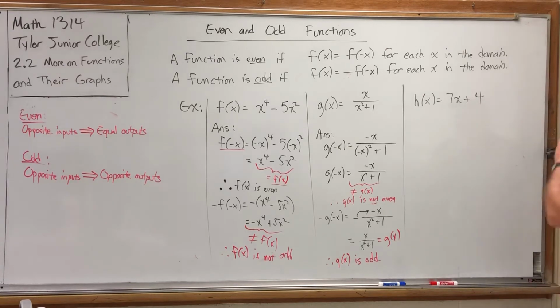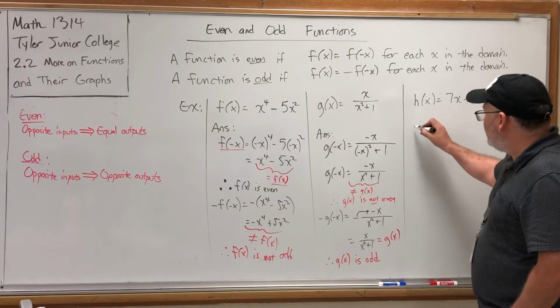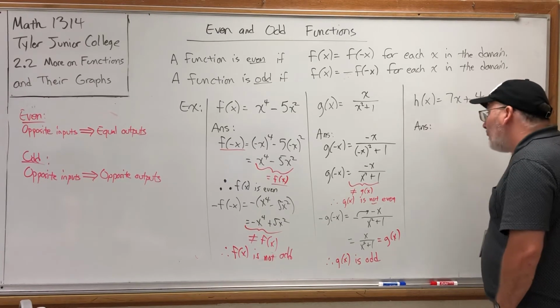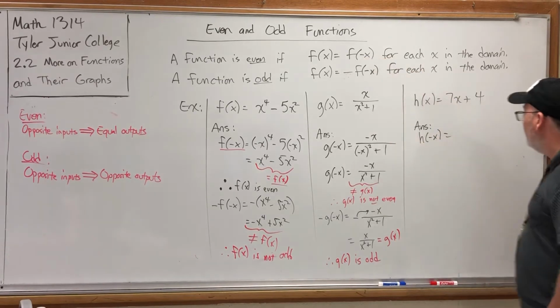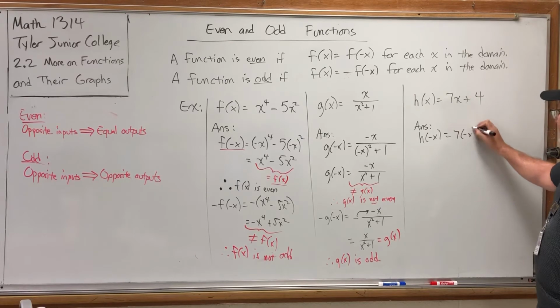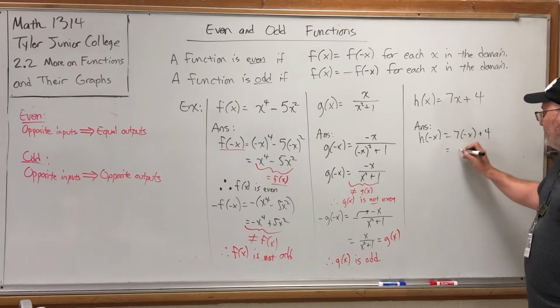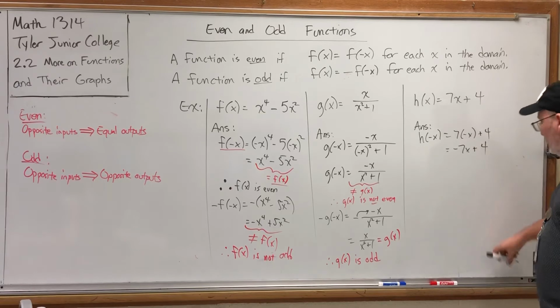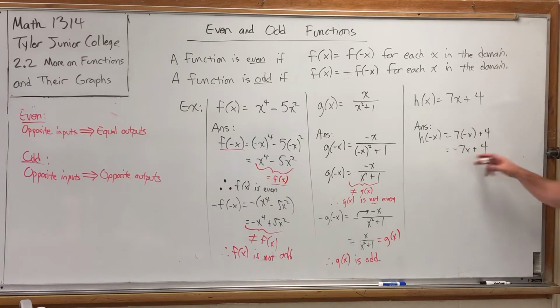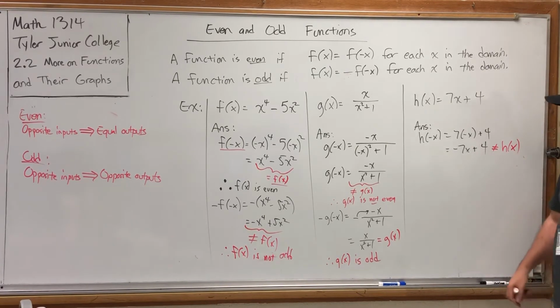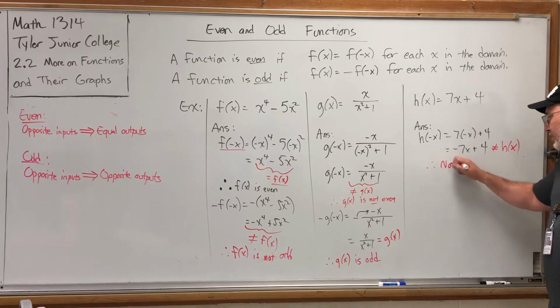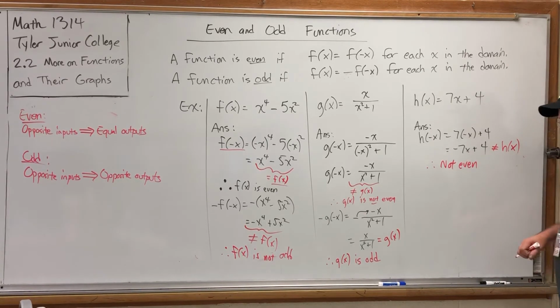Let's try the last one. This function's kind of simple. It's not going to take too long. H of x equals 7x plus 4. First, we have to evaluate h of negative x to see if the function is even. This is pretty quick. We get 7 times negative x plus 4. 7 times negative x is negative 7x. So h of negative x is equal to negative 7x plus 4. Is this the original? It is not. It almost is. It's off by a negative sign. So the conclusion here is it's not an even function.